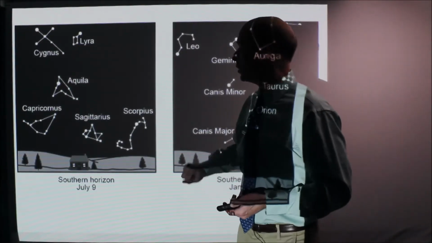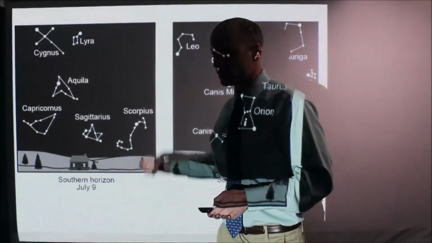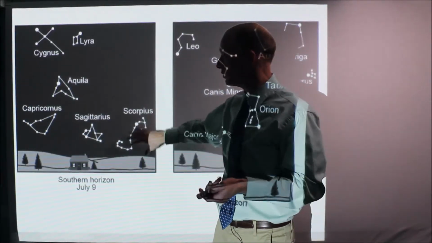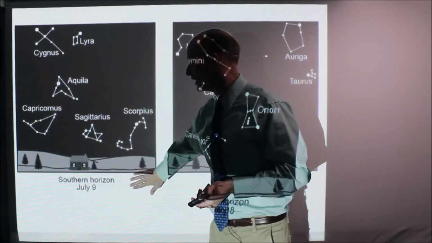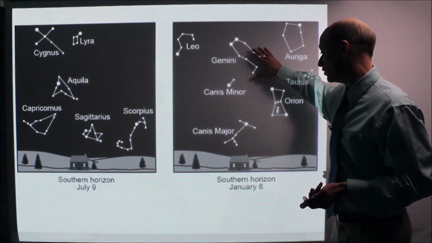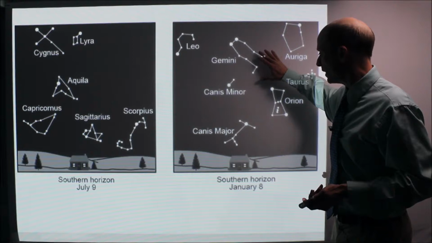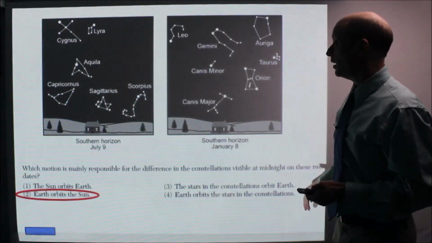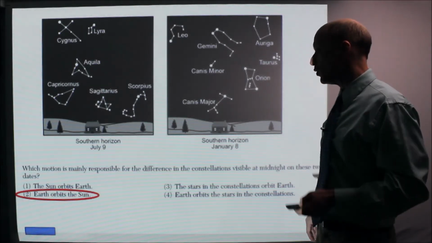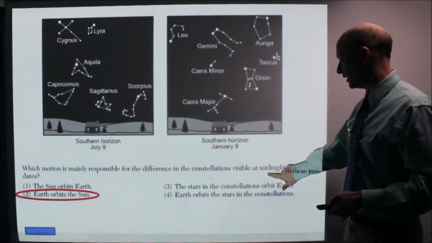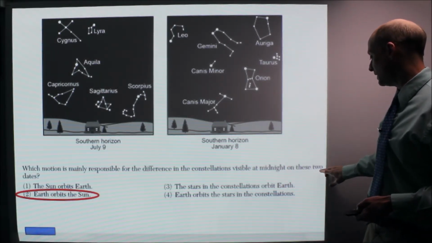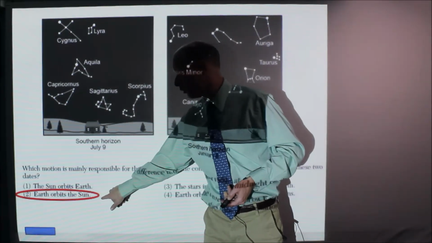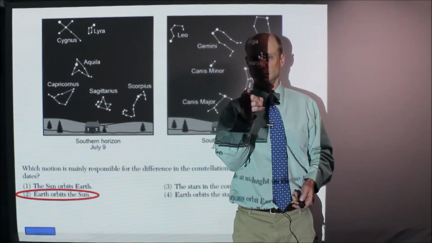This shows always towards the southern sky, because when you look towards north, you always see Polaris, but towards the southern sky, that's where you see these. It shows the constellations you see in July, and then 6 months later you see very different constellations. And basically the question is, which motion is mainly responsible for the difference in the constellations visible at midnight on these two dates? And the answer is 2. Earth orbits the sun. Know it.